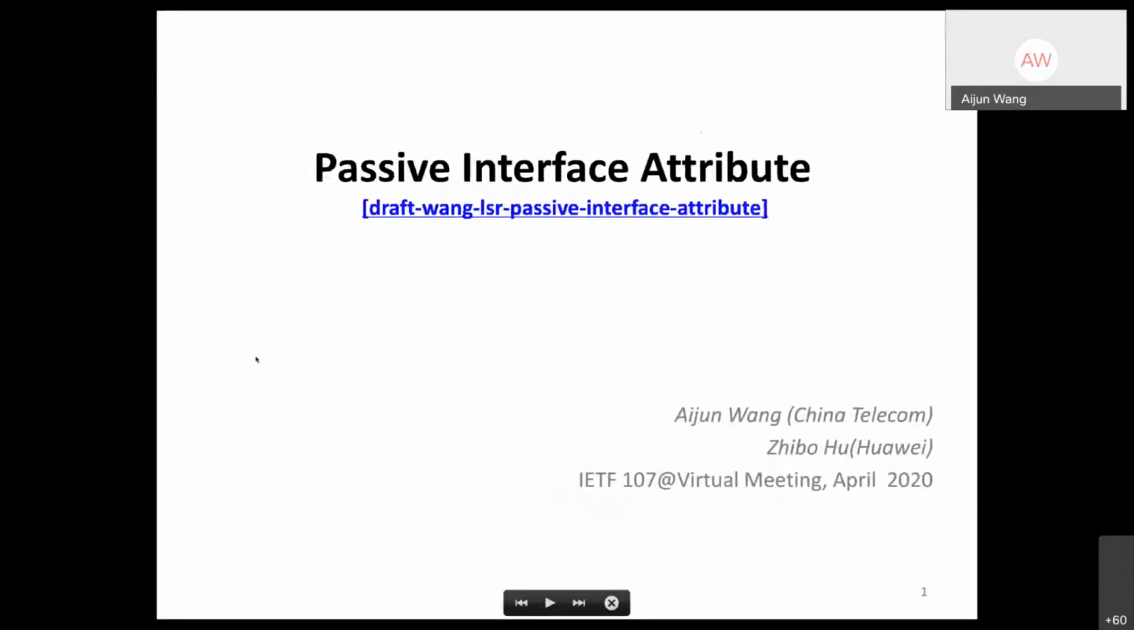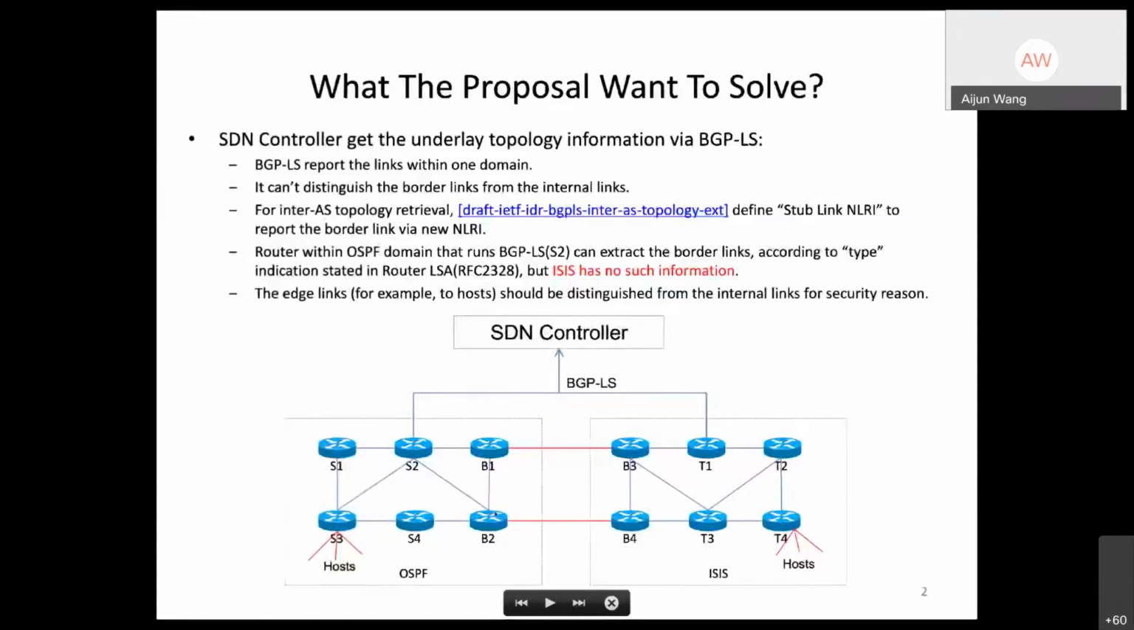Yeah, so here we just want to introduce our thought on the passive interface attribute. Next slide. In our network, we use the SDN controller to get the topology of the underlying network via BGP-LS, and currently BGP-LS can only report the links within one domain, and it can't distinguish the border link from the internal links. There is one draft in the IDR group for the interface topology retrieval, and in this draft it defines the stub link NLRI to report the border link via the new NLRI.